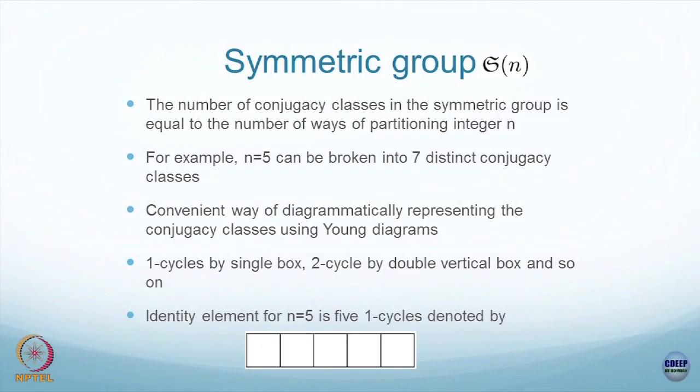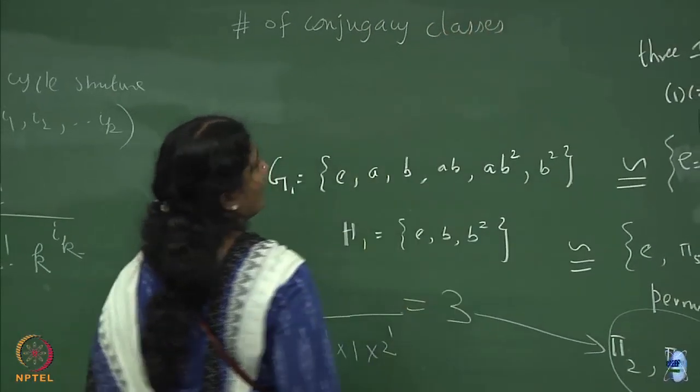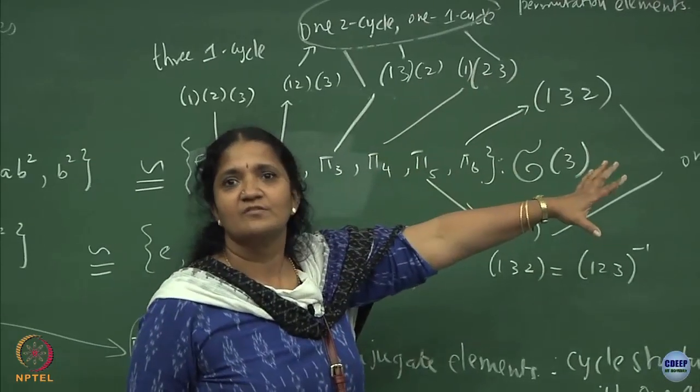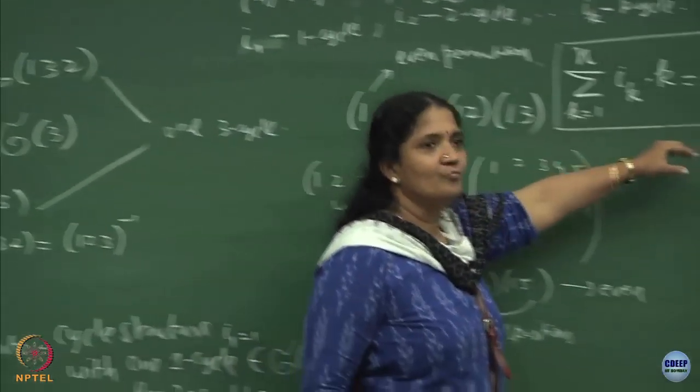Okay, the next step is, given a group, how many conjugacy classes? That's the next one, right? So we need to worry about how many conjugacy classes there are. In this particular example, you have three conjugacy classes, three distinct cycle structures, right. What does that tell you? What does this condition tell you?